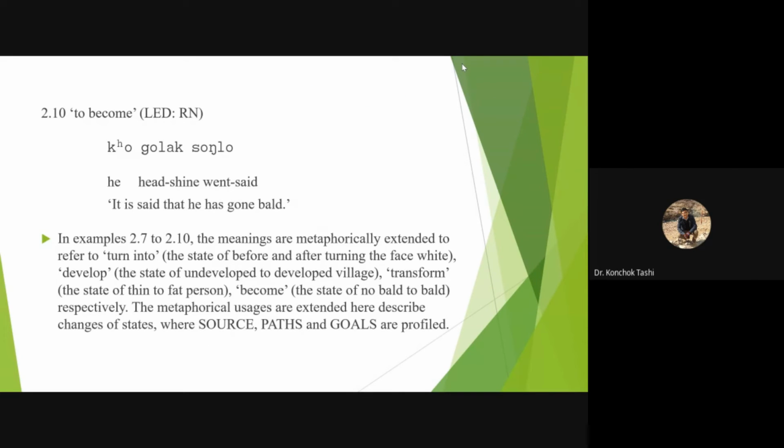Now, the last example is to become. That is again taken from the dictionary. Ko Golak Songlo. It is said that he has gone bald. In these examples, the meanings are metaphorically extended to refer to turn into the state of before and after turning the face white, develop the state of undeveloped to developed village, transform the state of thin to fat person, and become the state of not bald to bald respectively. The metaphorical usages are extended here to describe the changes of states where source, path, and goal are profiled.